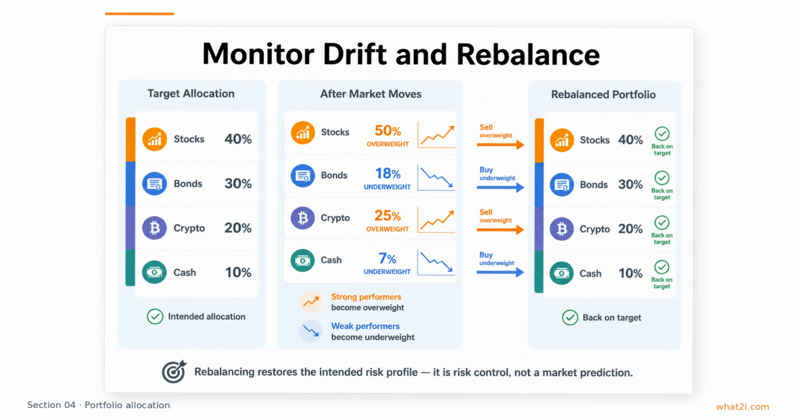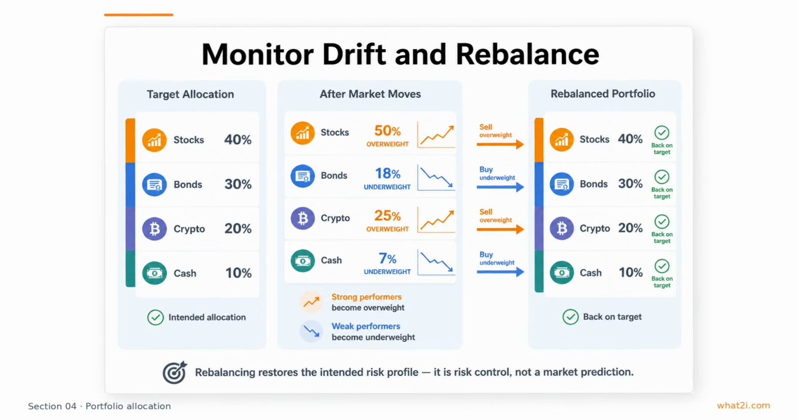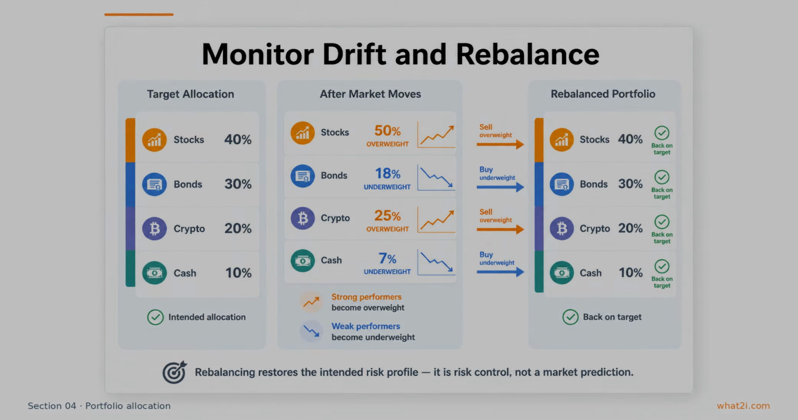Assets that perform strongly become a larger share of the portfolio, while weaker assets shrink as a share. Over time, this changes the portfolio's risk profile, sometimes without the investor realizing it. Rebalancing is the process of selling part of what has become overweight and buying what has become underweight. That may feel counterintuitive in the moment, but it is a form of risk control, not a market prediction. It restores the portfolio to the level of risk you originally intended.